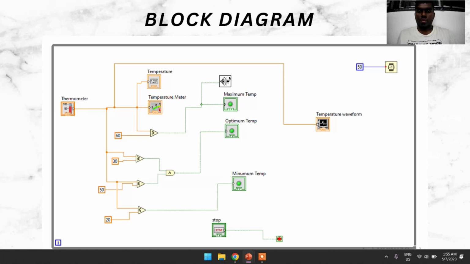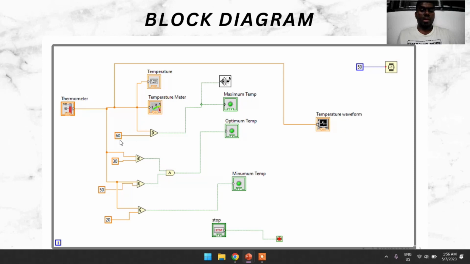Today, I would like to explain the results and analysis for project 2. These are the block diagrams. First of all, this is the thermometer. This is the temperature meter. This one is the temperature, and this one determines whether it is greater or lower.